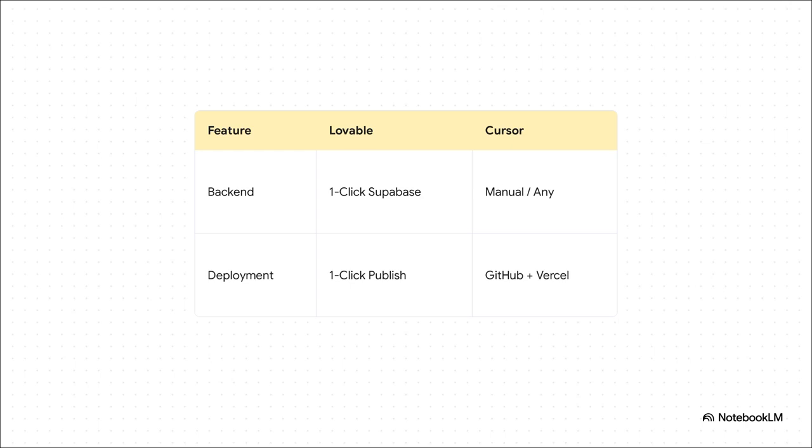Same thing with deploying your app. Lovable has a big, simple publish button. Cursor uses the standard developer workflow. You push your code to GitHub and deploy it with a service like Vercel.